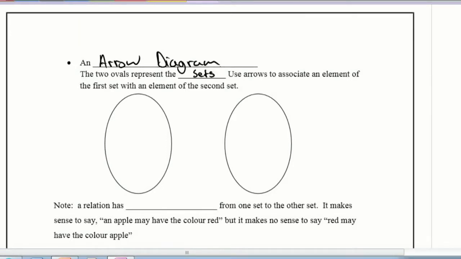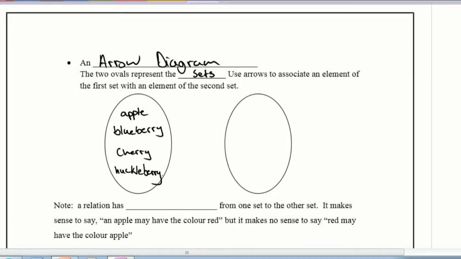So if we think back to our table, what was in the first column of our table? What were the fruits? The fruits that we were dealing with were apple, and then we had blueberries, we had cherry, and we had huckleberries. All right, so that was the first set of things.